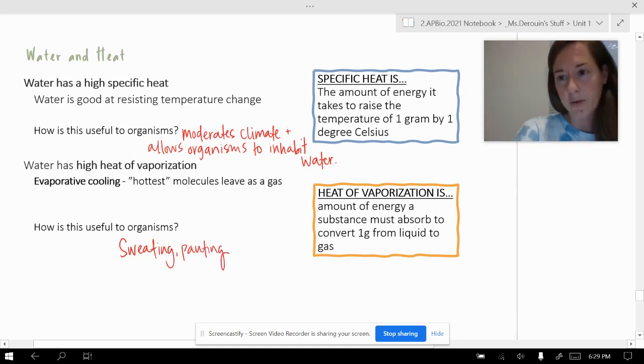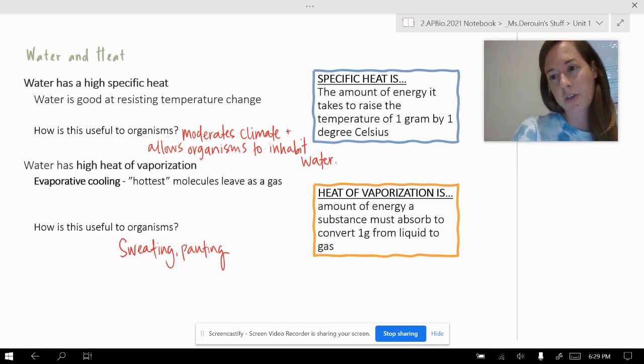And similarly, with bodies of water, the hottest water molecules are actually going to leave. They're not going to stay in the water circulating. So it allows the whole body of water to remain cooler.